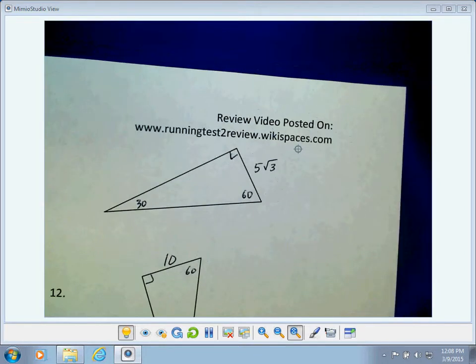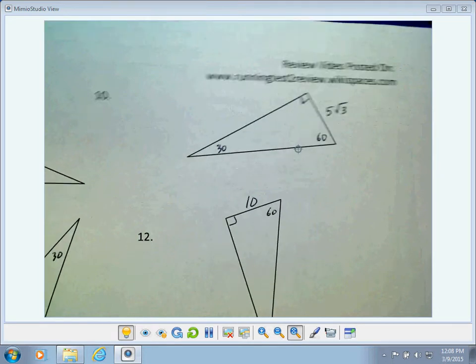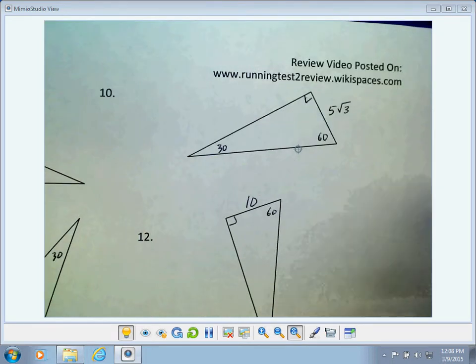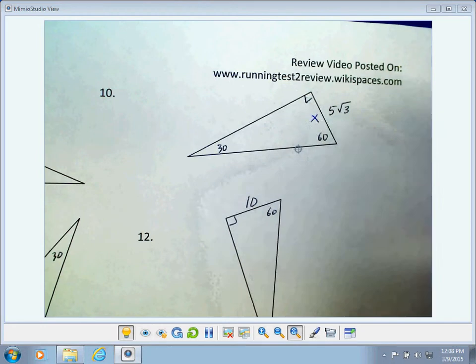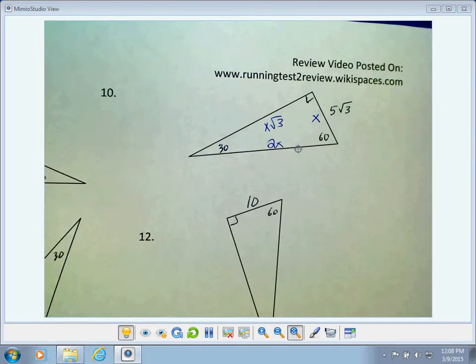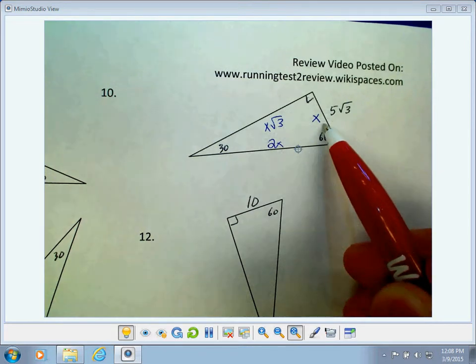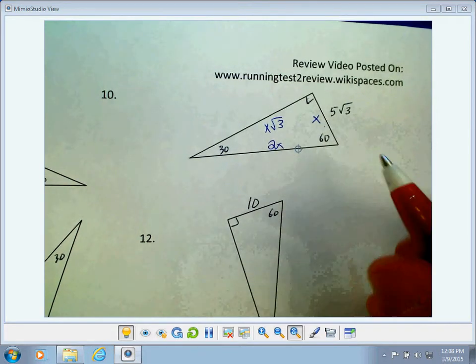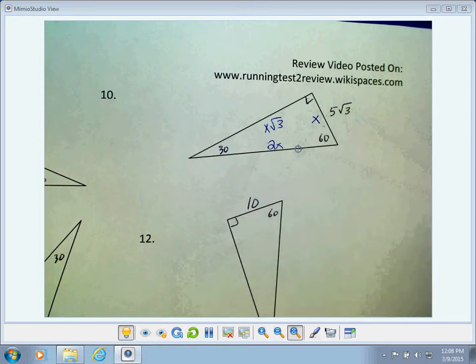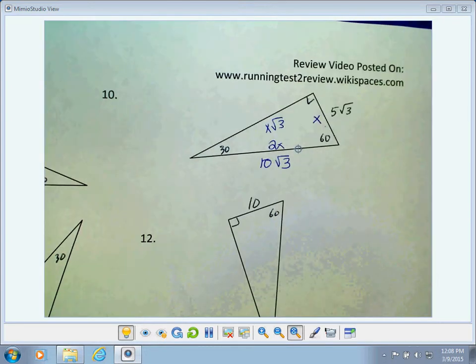Alright, for number 10, once again, we have another 30, 60, 90 triangle. So I would just continually write out the pattern, so that way you can get used to it and see if the pattern fits or if you have to use one of the tricks. Alright, in this case, we know what x is equal to, so we can easily find out what 2x is equal to just because we multiply by 2. So in this case, that side there is going to be 10 square root of 3.